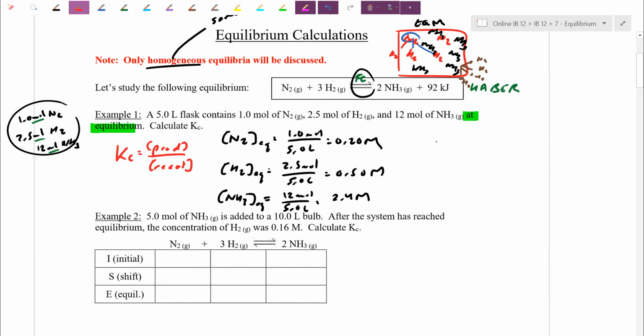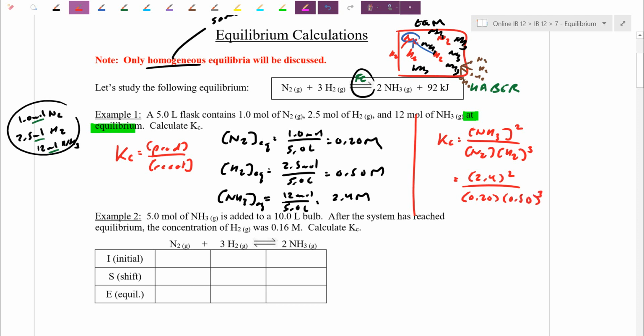For starters, I would write out the Kc expression. Even if I know the numbers already, I just want to make sure I don't accidentally drop any powers. The coefficients go up into the powers, NH3 squared. I have N2, I have H2, all of them are gases, all of them are included. And since I already have all the values at equilibrium, it's just plug and play. So here, the NH3 is 2.4. I'm going to take that squared, divide it by 0.20, which is the nitrogen, and the hydrogen, which is 0.50. Sure, I need to do a little bit of work to get to concentration, but aside from that, getting this number here is not all that hard.